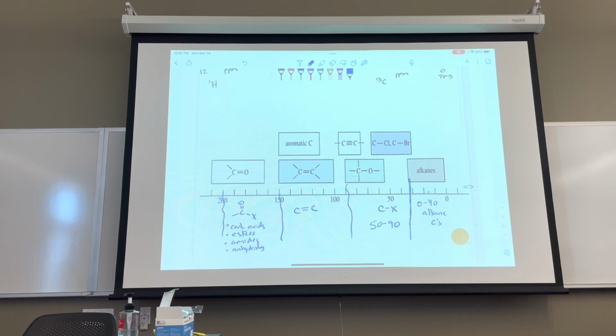And then we get to the farthest downfield, the 200 and above. These are also going to be carbonyls, but they are going to be the carbonyls specifically of aldehydes and ketones. All right. Any questions there? I'm sorry, what was the last one? Oh, this one down here? Yes. Anhydrides.